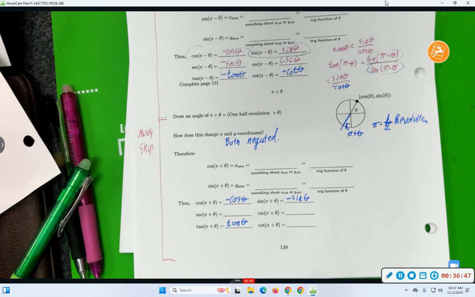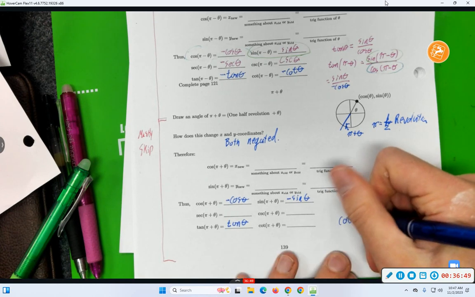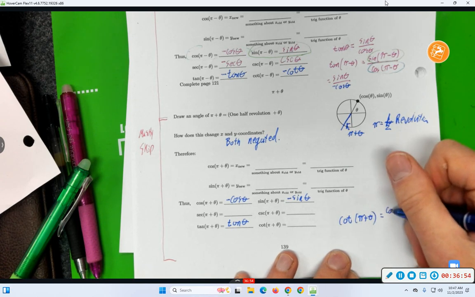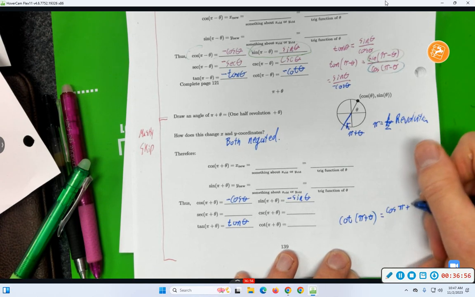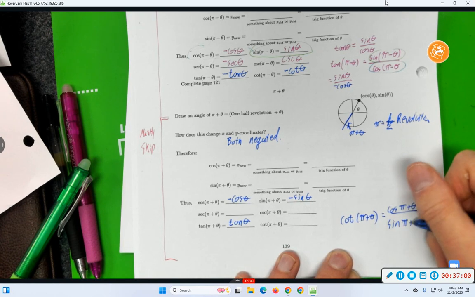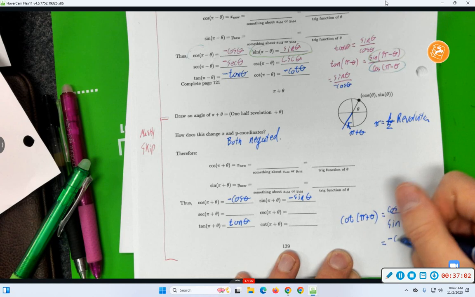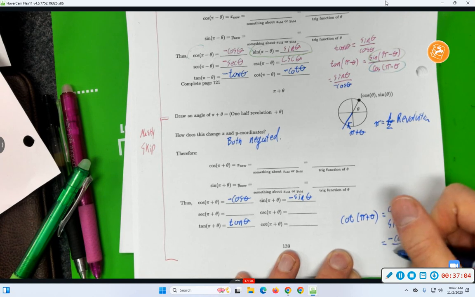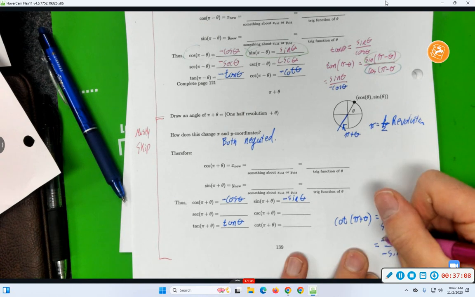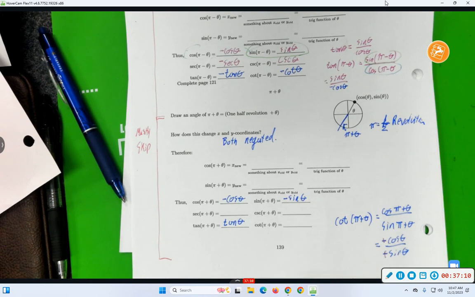Maybe I'll write that. Cotangent of pi plus theta, that'll be cosine of pi plus theta over sine of pi plus theta. Negative cosine theta divided by negative sine theta. Oh yeah, that's just cotangent.